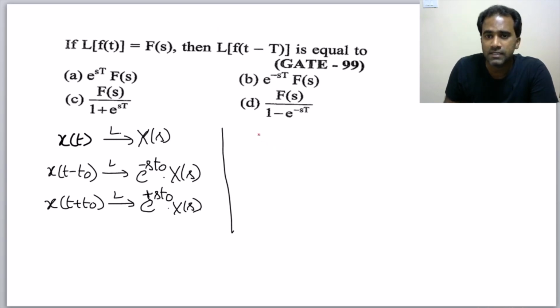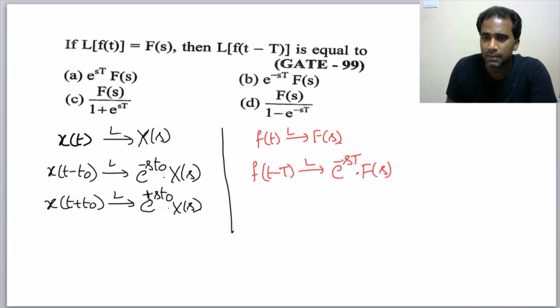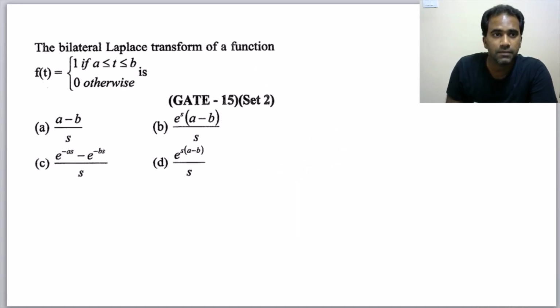They're telling us that f of t has a Laplace transform of capital F of s. F of t minus capital T has a Laplace transform of, according to this property, in place of t naught we have capital T. So it will be e power minus s into the delay of T units, into the same Laplace transform. Because of shifting, the Laplace transform is modified with the term e power minus sT. So the answer will be e power minus sT into capital F of s. That is the answer for the first question, based on the time shifting property. Very simple property.